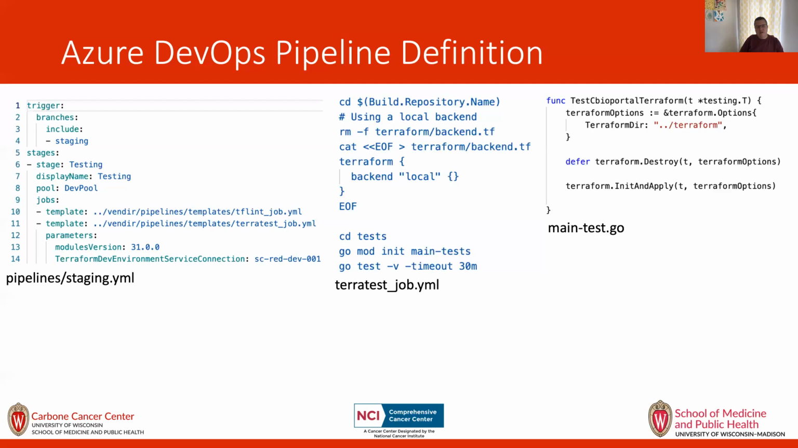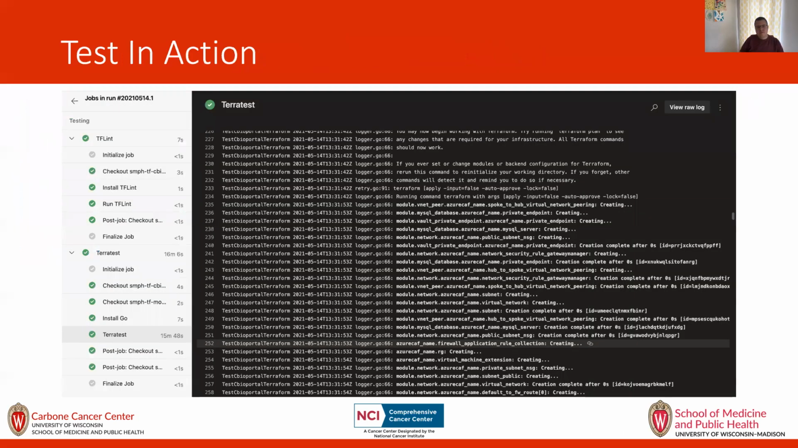A more mature test might be to see if the cBioPortal web server is running, maybe you would give it some fake data and then run a query against that and get some result. And if we look at a pipeline run, here we can see TerraTest going through and creating all these resources for the cBioPortal project.